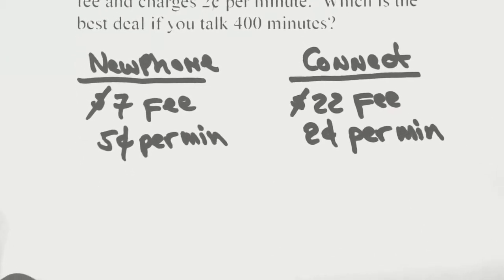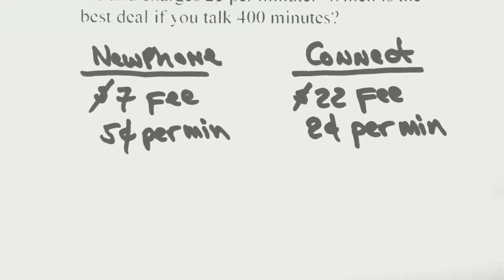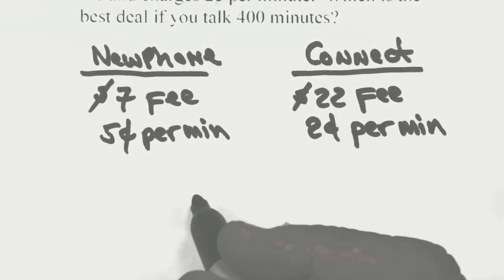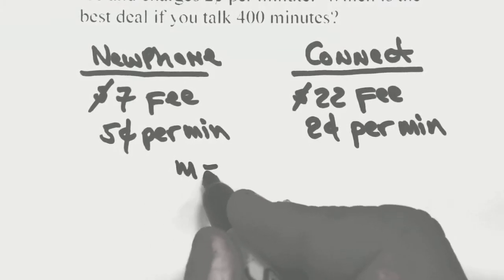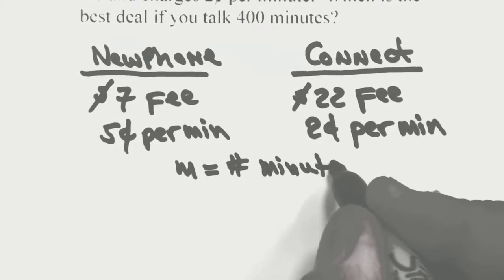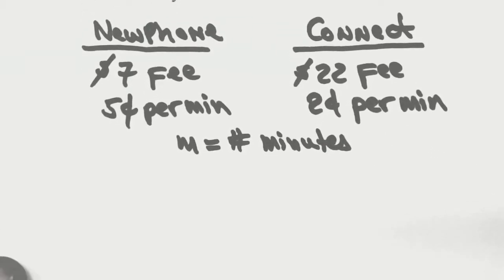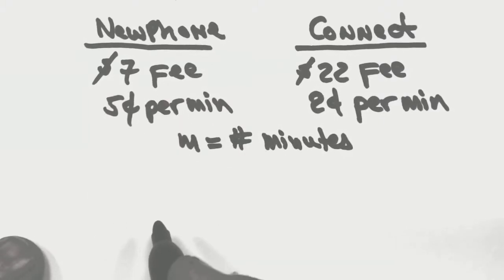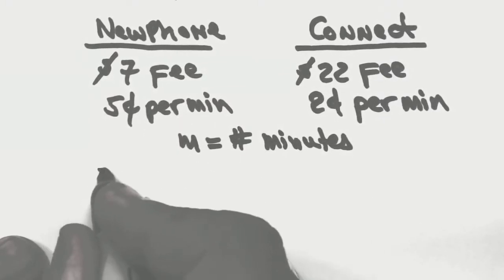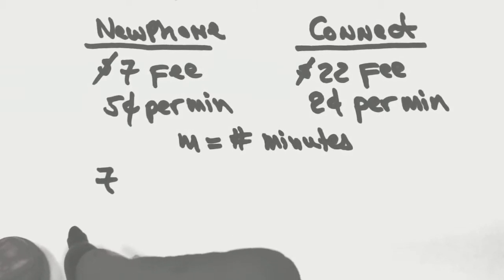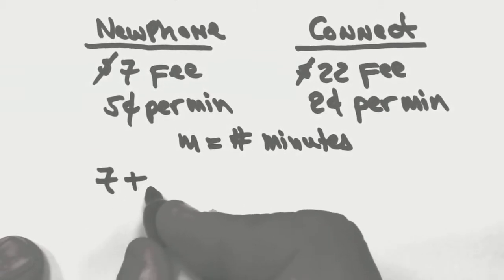Okay, well, what we're going to do is find the break-even. We want to find out how many minutes it'll be where the cost would be exactly the same for either one of these. So let's say M equals the number of minutes, and this will be, of course, minutes for the break-even that we're going to analyze. Okay. What would New Phone charge? Well, it's going to charge us $7 up front, whether we talk or not. That's the monthly fee. And then 5 cents.